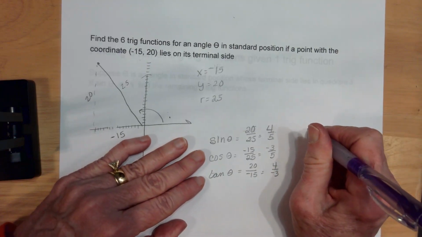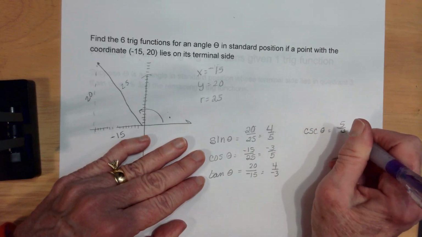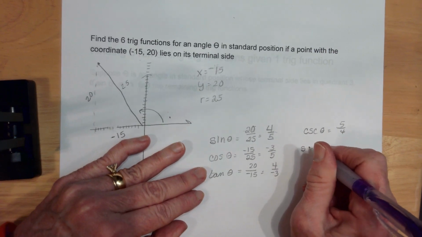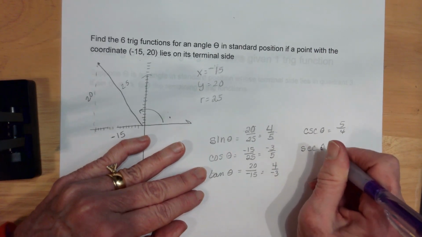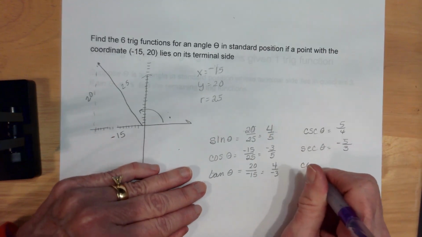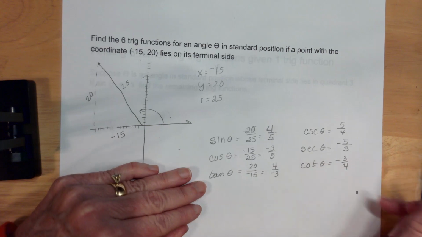And then I just have to switch them. So cosecant of theta is 5 over 4. Go ahead and flip the ones that are reduced down. The secant of theta is negative 5 over 3. And the cotangent of theta is negative 3 over 4.